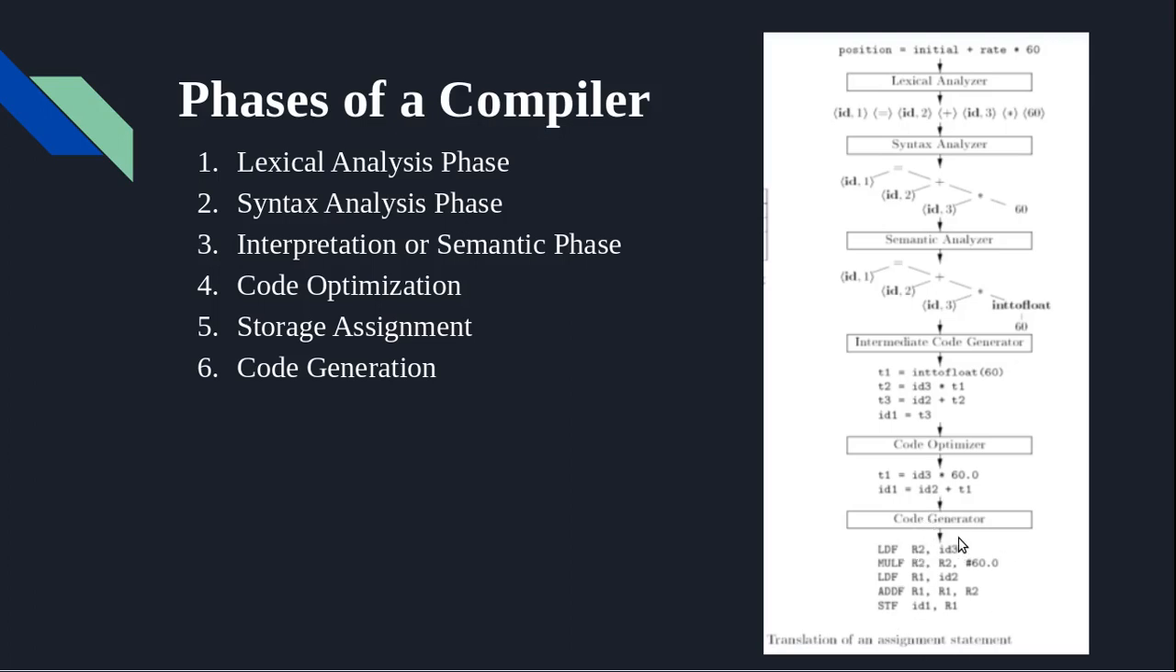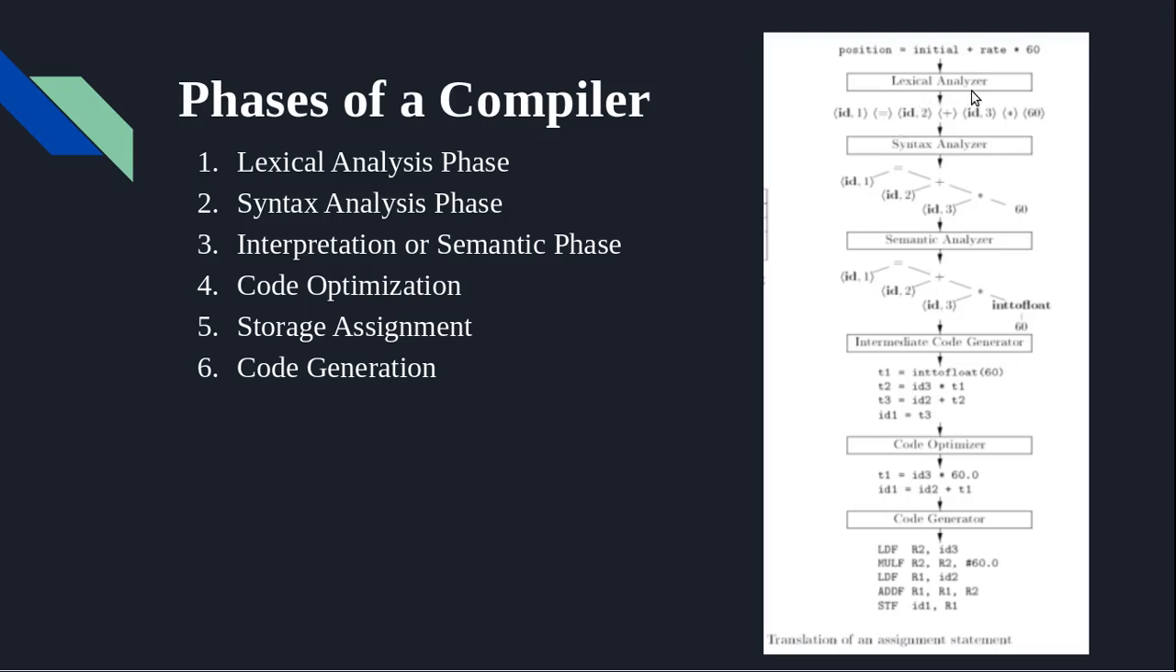Code generation means, according to the target machine, we have to convert our intermediate code or optimized code into the target code representation. By using the physical, real register names that are there in the target machine, we have to write the code. Then we can execute that target machine code in the target architecture. These are the main 6 stages or phases of a compiler.